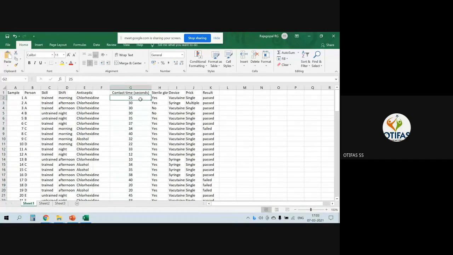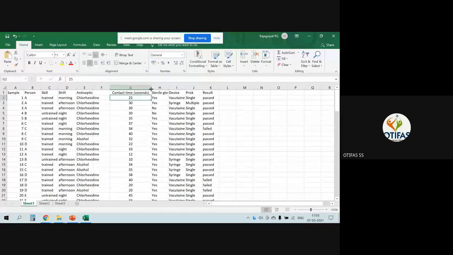If you take time in milliseconds, you will get fractions also. Time is a continuous variable. Time can take a fraction value. Of course, here it is not taken as a fraction value, since it is in seconds. But time is a continuous variable. It is contact time. So this is the only variable data we have.